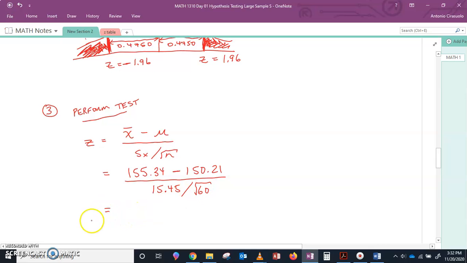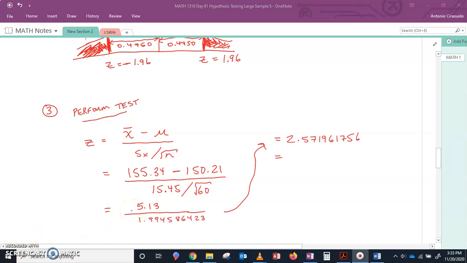Now I do suggest showing the extra work, and we get the following. I got 5.13 divided by 1.994586 and change. Once again, realize I do not round indiscriminately. I keep all values unrounded until the very end, and now I round to 2 decimal places, 2.57. Once again, 2 decimal places for Z. I'm going to show that it's approximately, right?